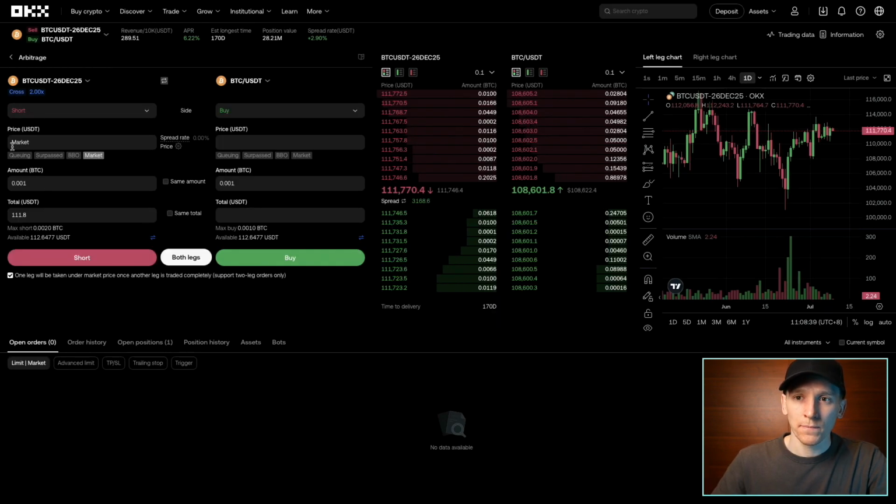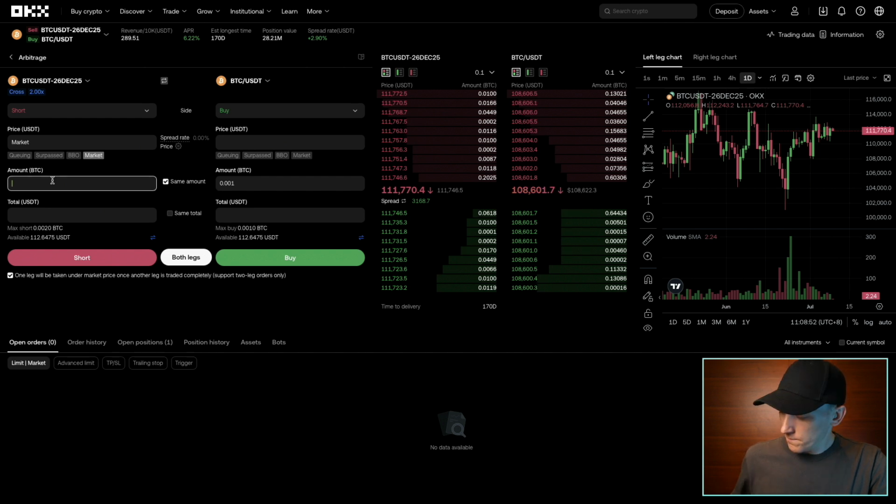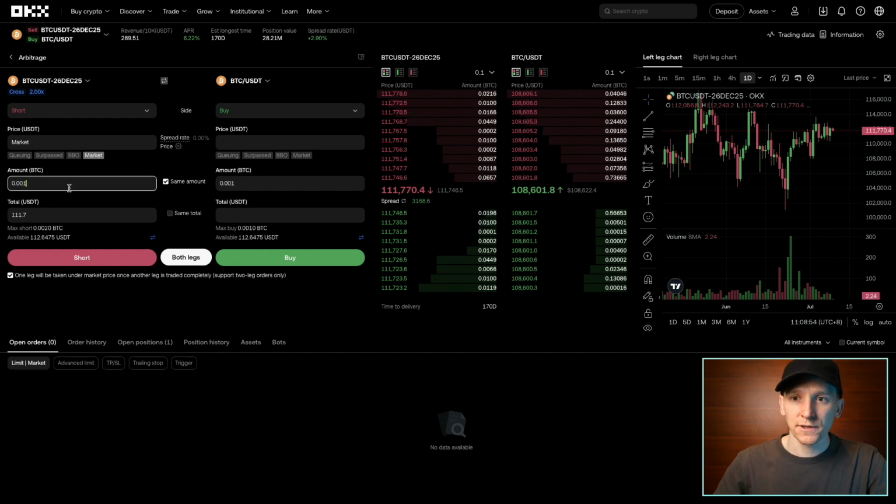So we go short. Now I want to open this with a market order. You can choose limit orders if you want, but I think it's too complex as well. You just want to get the trade open exactly at the same time to know that you're exactly long and short the same amount. So I'm going to choose market order here. I'm going to choose same amount like this, just to make sure we're going short this amount, long this amount.